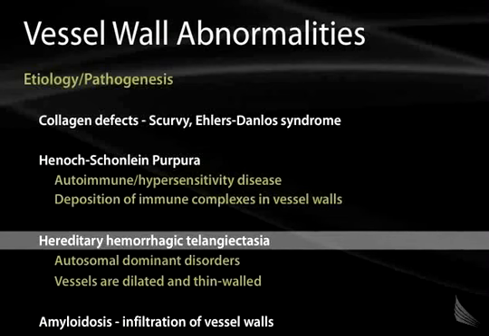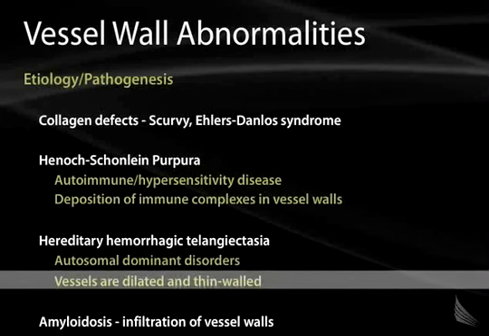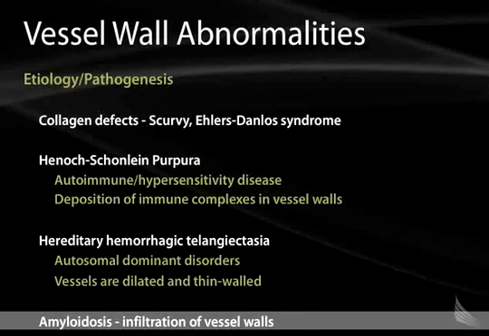Hereditary hemorrhagic telangiectasia is an autosomal dominant disorder that leads to dilated and thin-walled or telangiectatic vessels that can also lead to difficulty in hemostasis. Amyloidosis causes amyloid deposition within the vessel walls themselves, and the vessel walls can become more friable and have disordered ability to assist in coagulation.